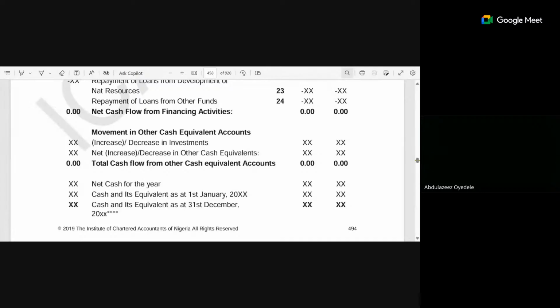Okay, so let's check our Pathfinder for the May 2016 question. Pathfinder, May 2016, question 2.